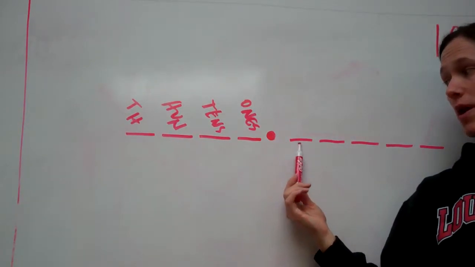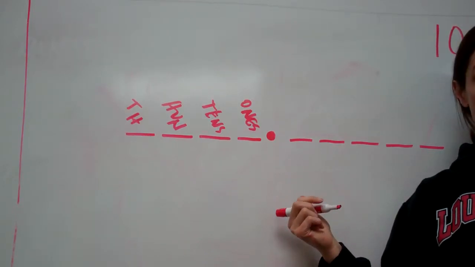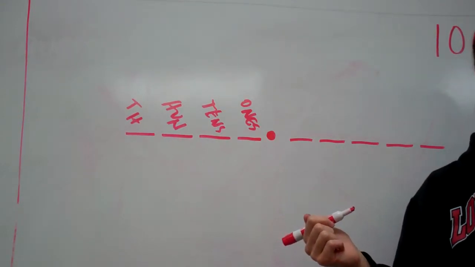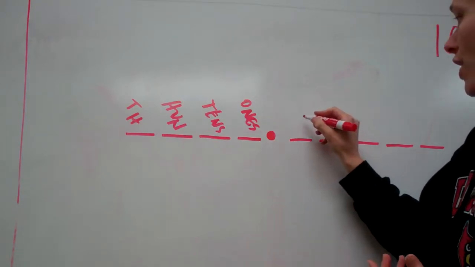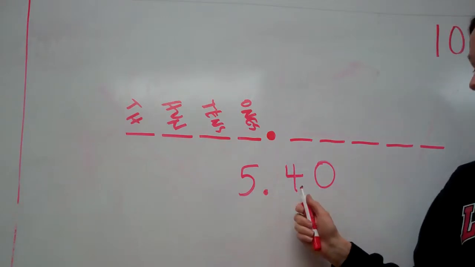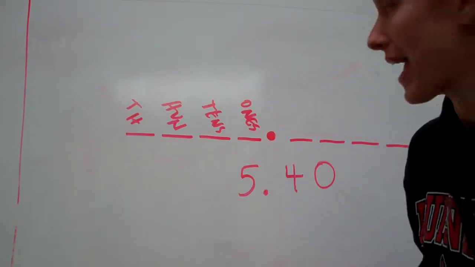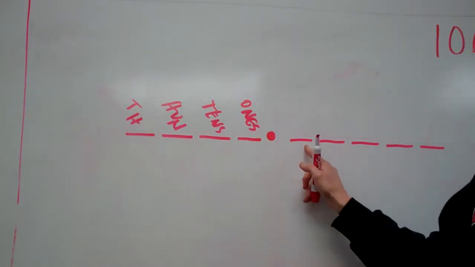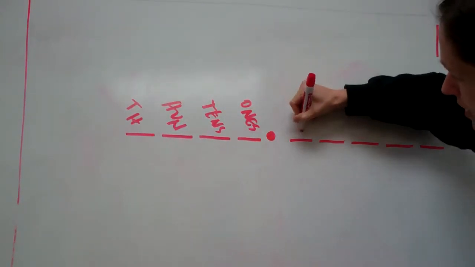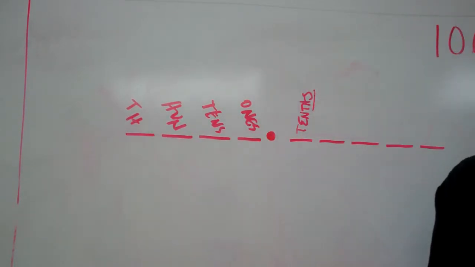What is this spot right here? Tenths. Now, the way that I always remember that is, let's say I had $5.40. This would be 4 dimes, right? So dimes are in tenths. That's how I remember in my head. So it may help you, but just know that this one starts with tenths. Everybody remember the THS at the end?